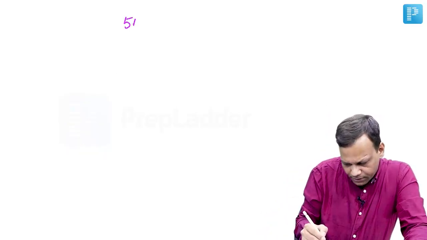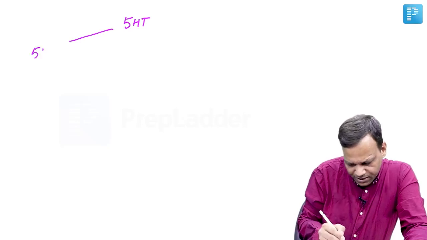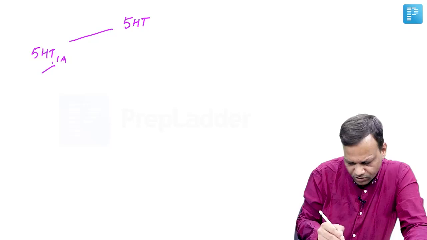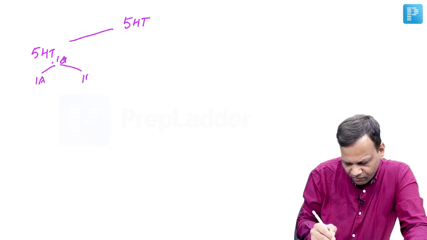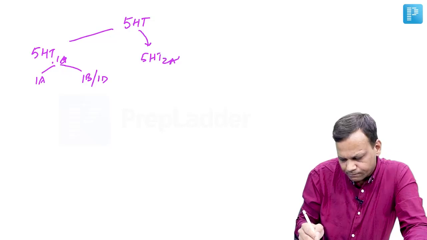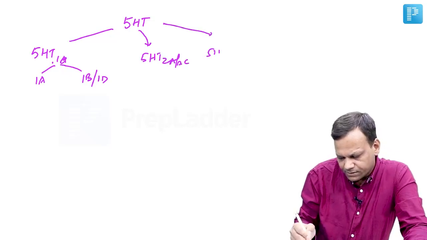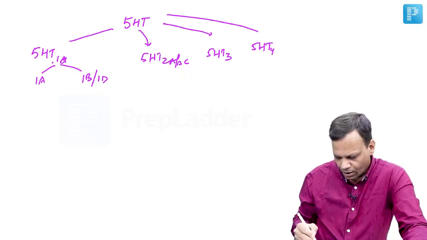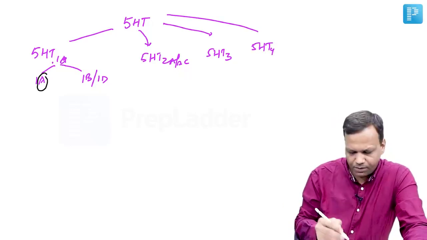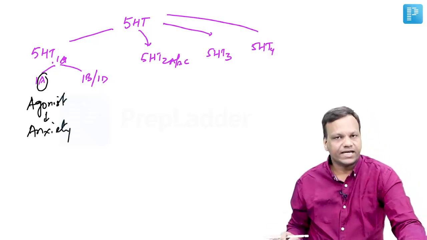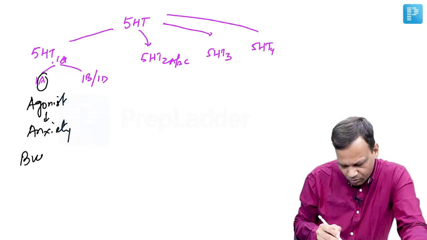Now coming to serotonin. Serotonin act on various receptors, important ones being 5-HT1A and 1B. You can write 1A and 1B. 1B is also written as 1D. Then 5-HT2A 2C receptors, 5-HT3 receptors and 5-HT4 receptors. Now 5-HT1A, you can remember the agonist of 5-HT1A is used to treat anxiety. So A for agonist, A for anxiety, used to treat anxiety. The drug used is buspirone.